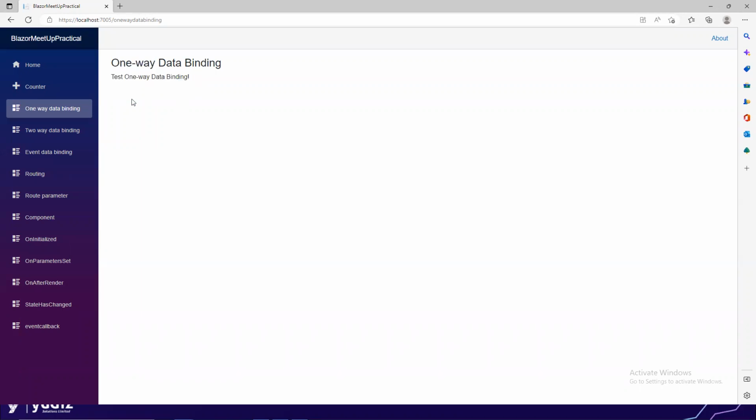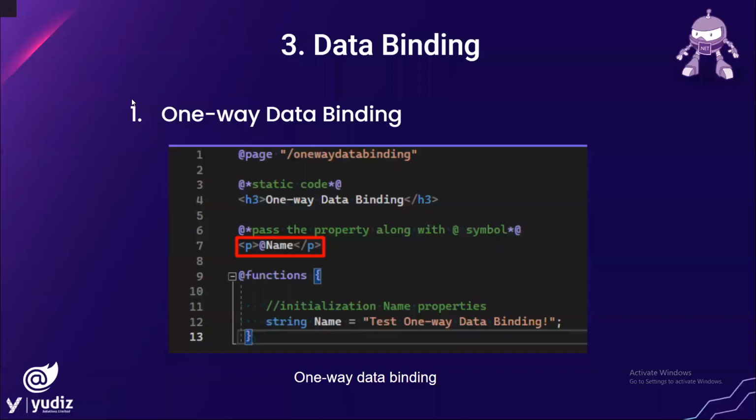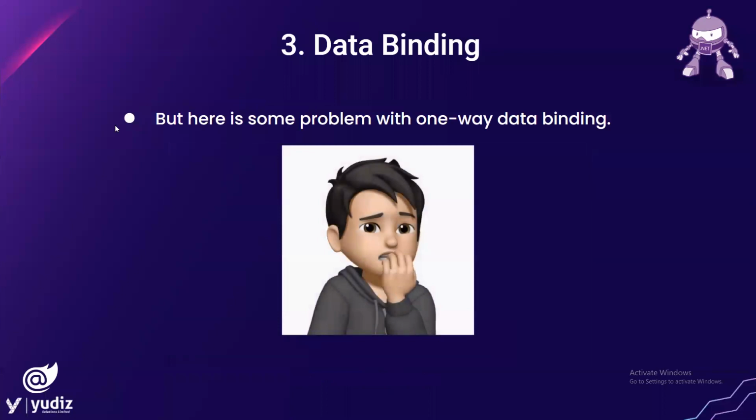But we have some limitations with one-way data binding. We can pass the data only to the view part. Okay, it's only one way. So does anyone have a solution? Okay, so the solution is two-way data binding with the bind attribute.